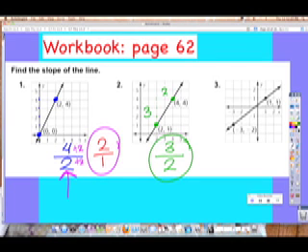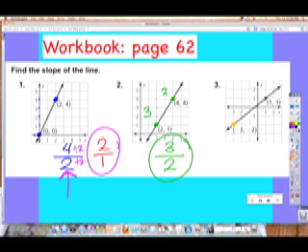Joel, what'd you do? Started at the lower one, okay. Went up 3, 1, 2, 3, okay. Over 4, 1, 2, 3, okay. I think I agree with you. Guys, do you agree with Joel on that one? Yeah. Success. Okay, we're on number 4.